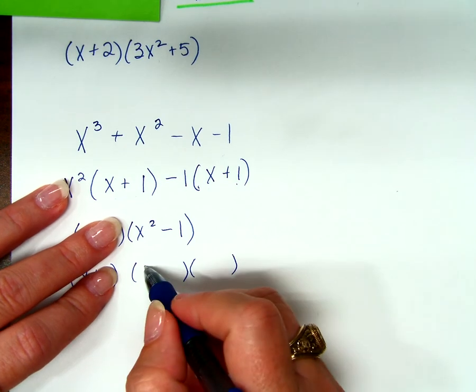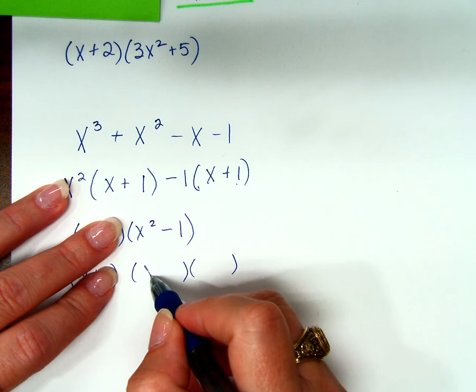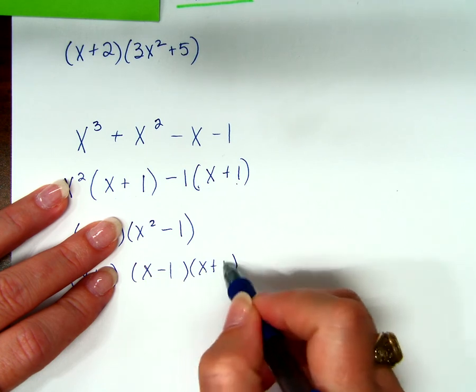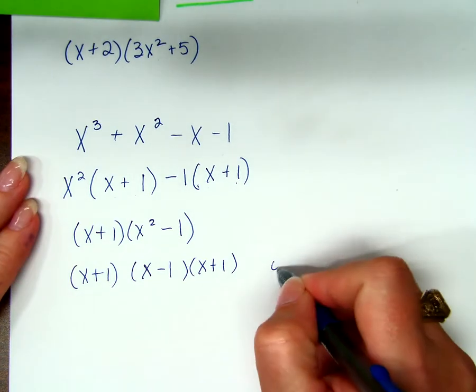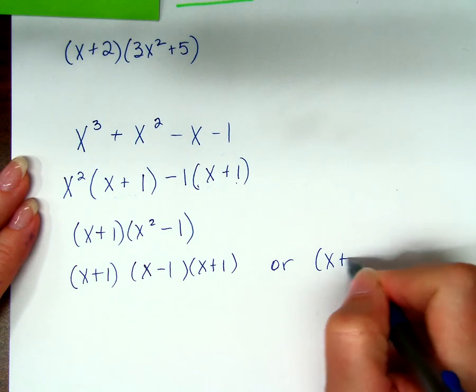Two binomials, right? And what are my two binomials? x minus 1, x plus 1. Is that your answer? Yeah. Now, I do want to be clear about something. You might see the answer written like this.